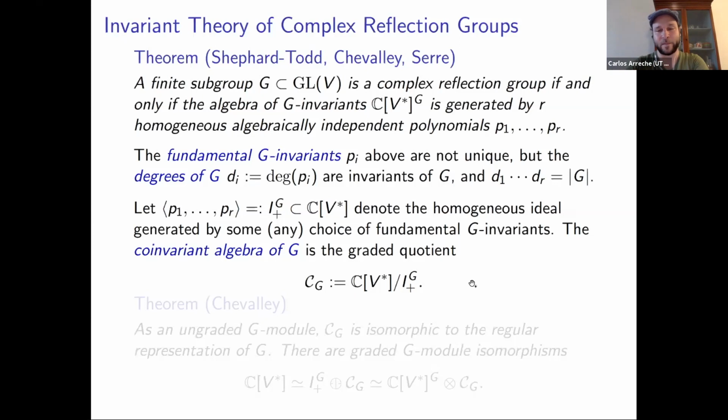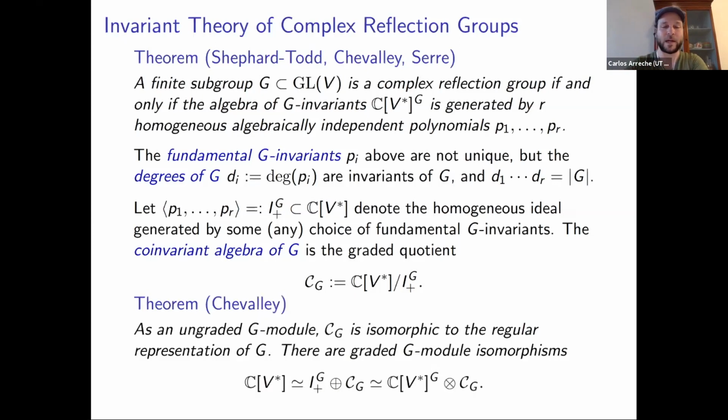But there are two magical facts about it. Chevalley proved that if you forget the grading for a moment, as a G module, this happens to be the regular representation of the group. And if you now remember the grading again, then you actually have these two decompositions of the polynomial ring as a graded G module involving this co-invariant algebra.